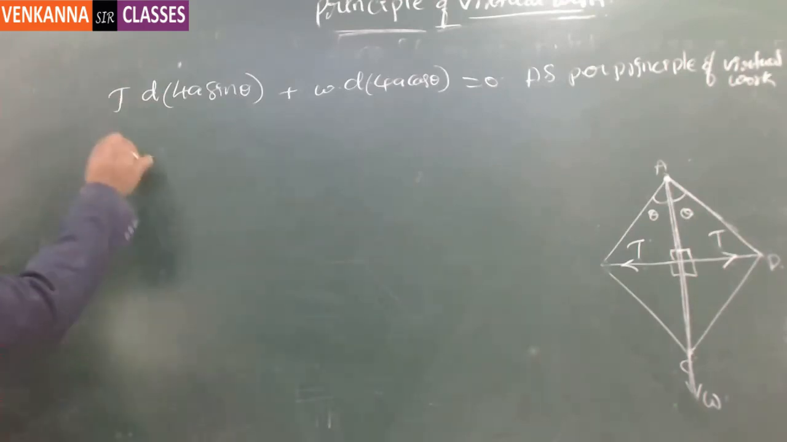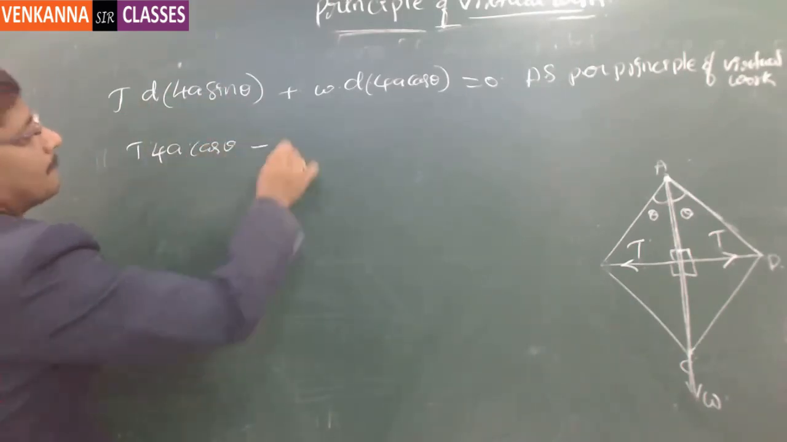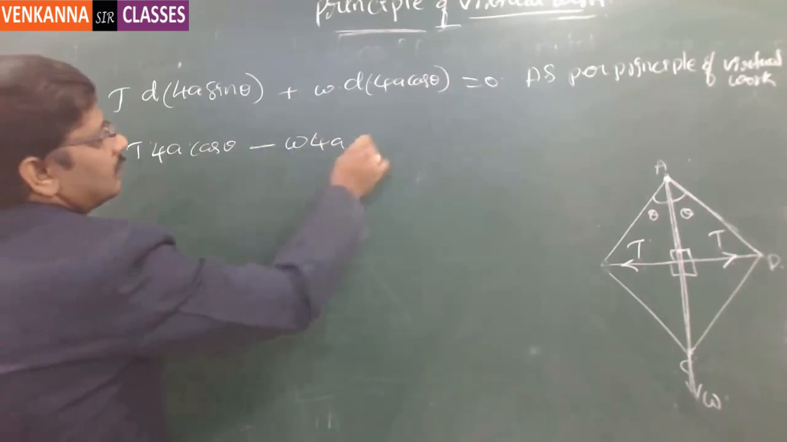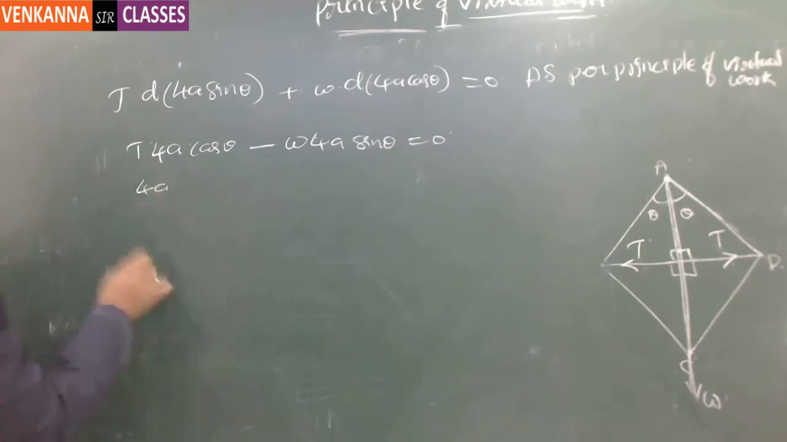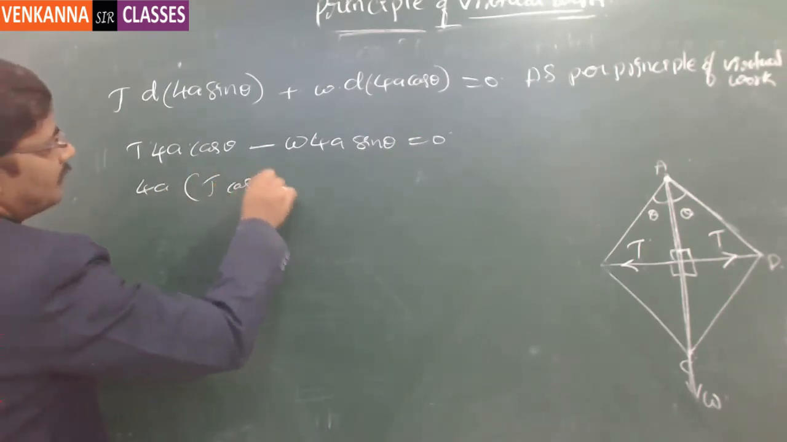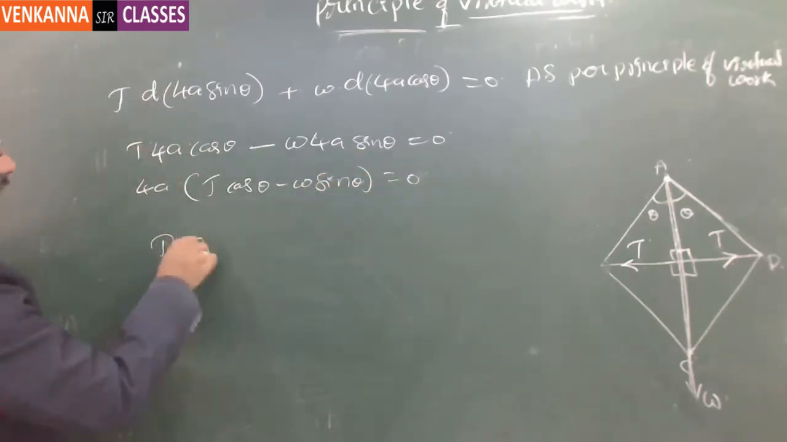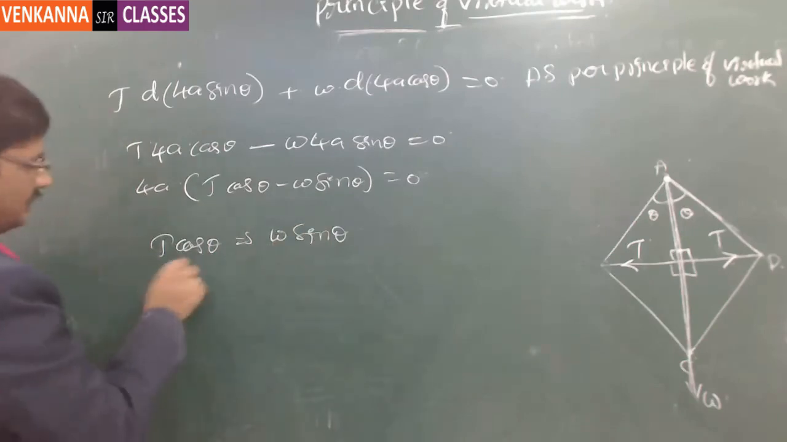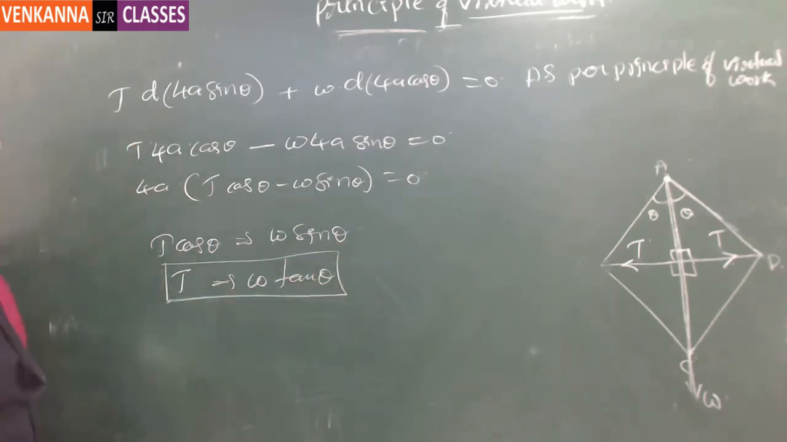Now here, T times the derivative of 4A sin theta. So 4A is a constant and the derivative of sin theta is cos theta. And W into 4A, where 4A is a constant, the derivative of cos theta is minus sin theta, and this is equal to 0. That means, if you take 4A out, T cos theta minus W sin theta equals 0. It implies T cos theta equals W sin theta, or T is equal to W tan theta. So this is the tension and the weight relation.